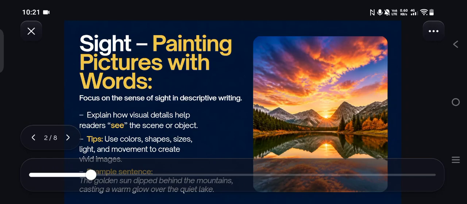So, first, our eyes. What do our eyes do? They see. They do the job of seeing. So first our topic is the eye, which is considered as sight: painting pictures with words. Like you can see in this picture, a picture is provided to you in which you have to use your five senses. First is sight. In this you have to see what you can see in this image. You can see different shapes, different sizes, colors, and monuments and all.